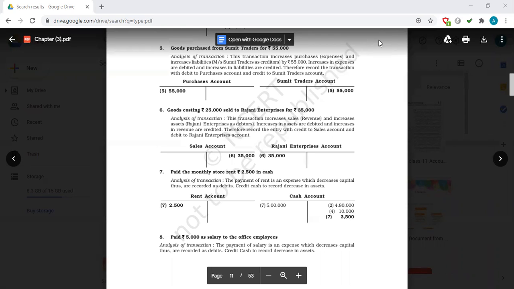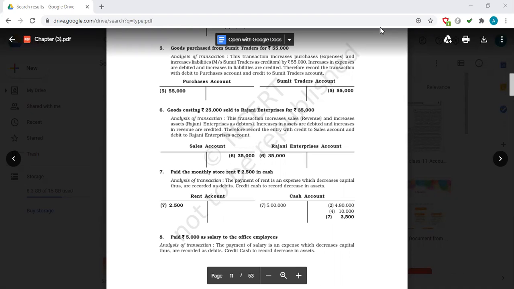So we are seeing the balancing of the equation of accounts. The next transaction is goods purchased from Sumit Traders for rupees 55,000. It is for 55,000. Right, so goods purchased from Sumit Traders for rupees 55,000.